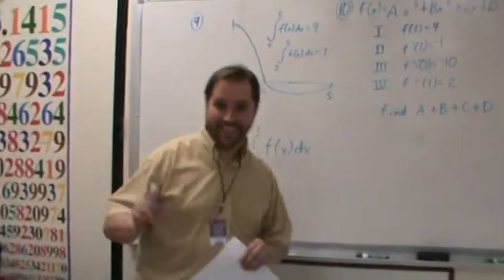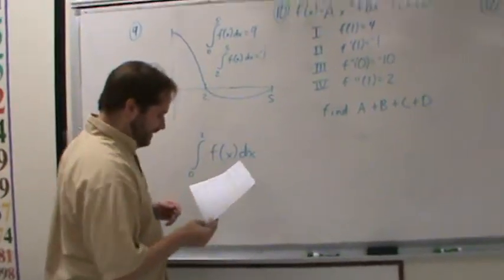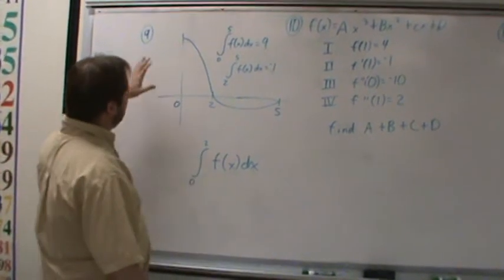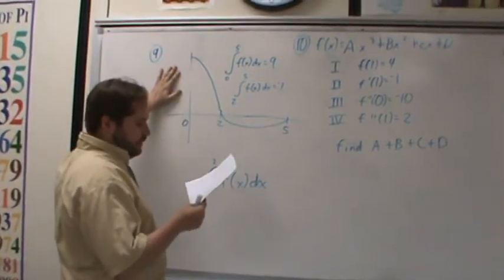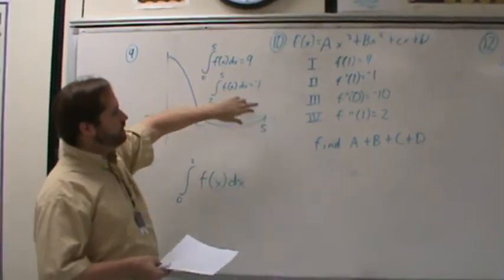But here we are again with the Mckee calculus, starring Timothy Mckee. Here we go. Alright, we stopped off after number 8. Number 9 gives a little bit of information. It tells us that the integral of some function from 0 to 5 is 9. And the integral from 2 to 5 is negative 1.